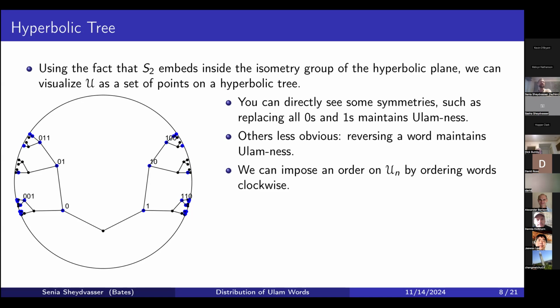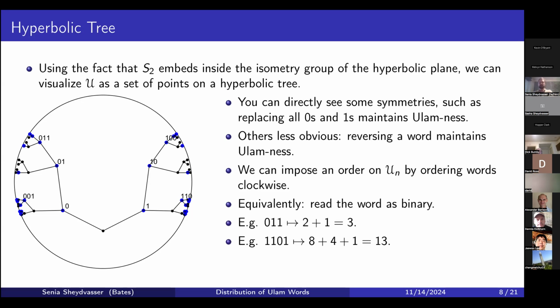And then, of course, we were trying to implement this with code, and it suddenly struck me what we were actually doing. An equivalent way of thinking about this is that we're reading this word as binary, right? So, for example, this word 0, 1, 1, the idea is that you read it in binary. So this is just 2 plus 1, which is, of course, 3, right? And then once you've done that, you can just order them the same way that you would normally order integers, right?